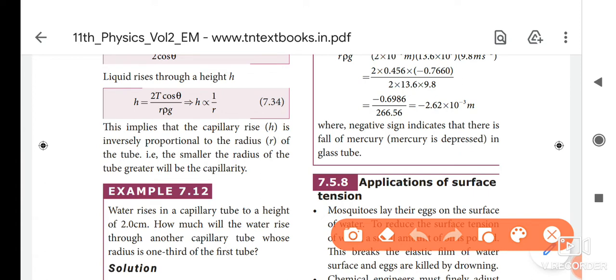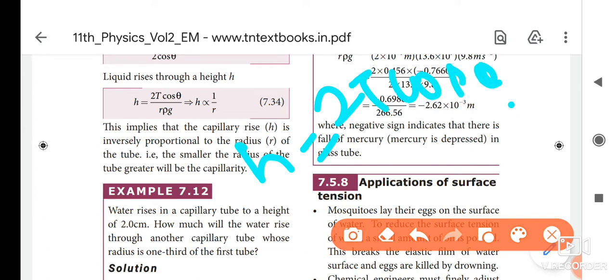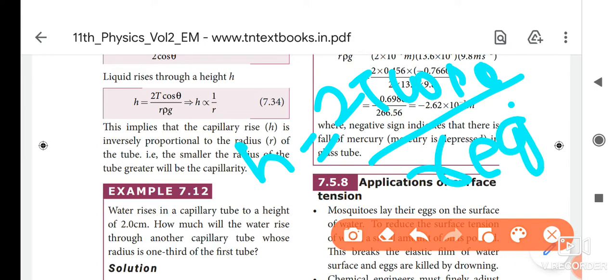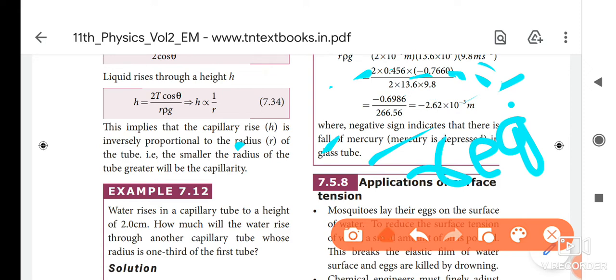T is equal to pi r T cos theta. Sorry, T is equal to h plus r rho g h upon 2 cos theta, isn't it? Yes. Here the height is equal to, take the reciprocal of this equation 7.33. So 2T cos theta upon r rho g. If you want to find the height value, we have to take the reciprocal. So h is 2T cos theta upon r rho g.